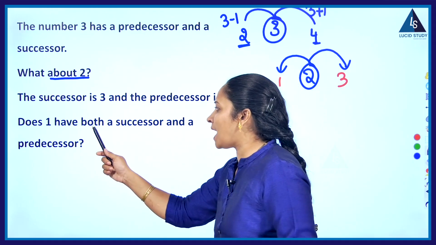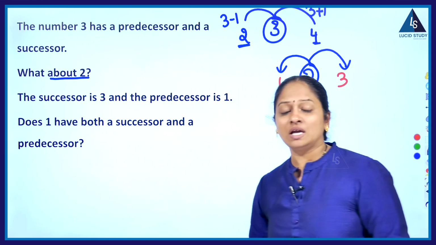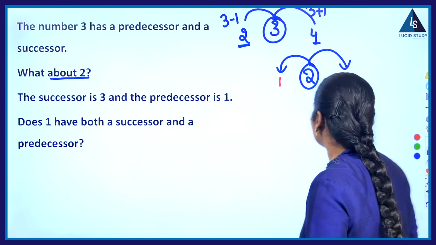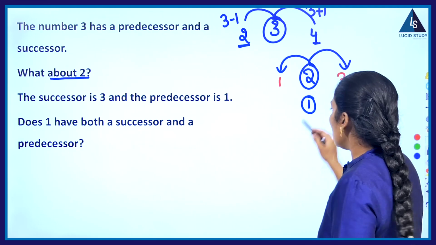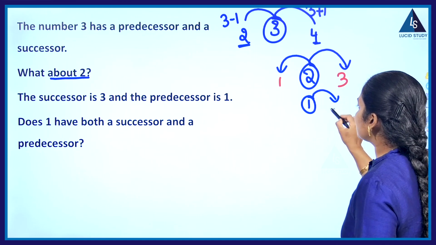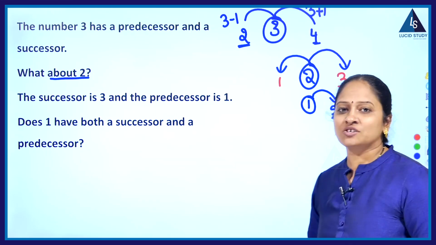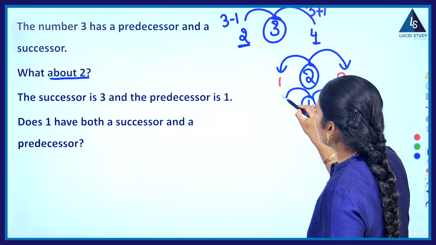But does 1 have both a successor and a predecessor in natural numbers? Let us have a look. If I take 1 as my reference number, what is its successor? 1 plus 1 is 2, and it exists in the natural numbers. But how will I get its predecessor?